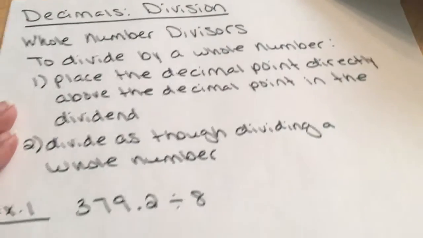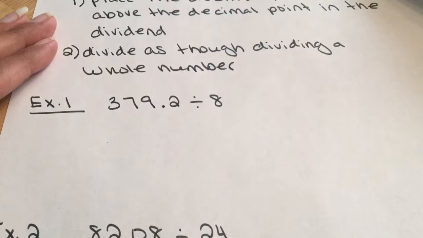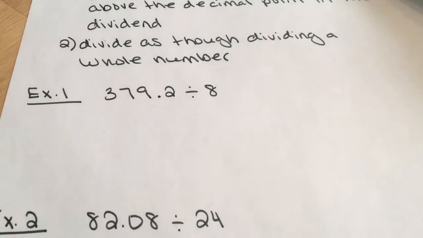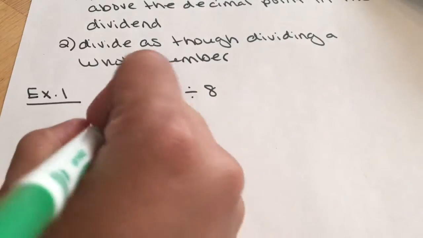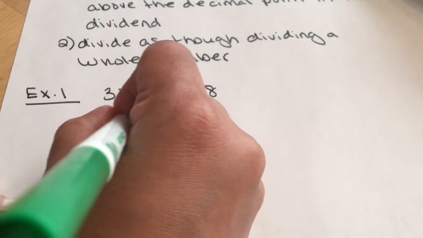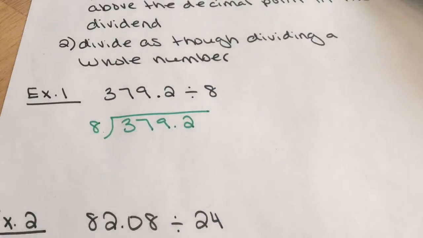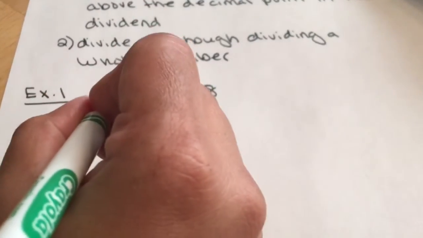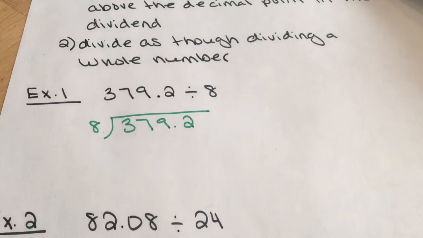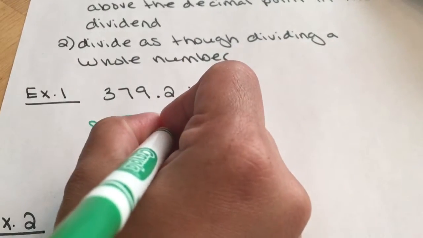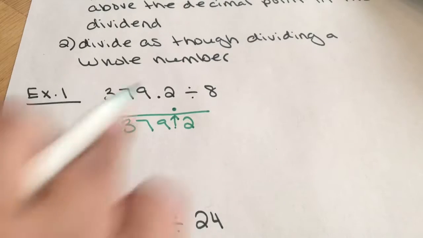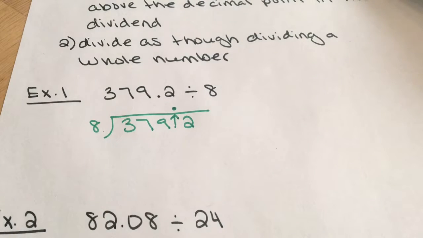So we're going to look at our first two examples. The first example is 379.2 divided by 8. So the first thing I'm going to do is go ahead and rewrite that just like I would a regular long division problem. So 379.2 divided by 8. Our first step tells us to place the decimal point directly above where it is in the dividend. So I just went ahead and did that. And now we're going to divide as normal.